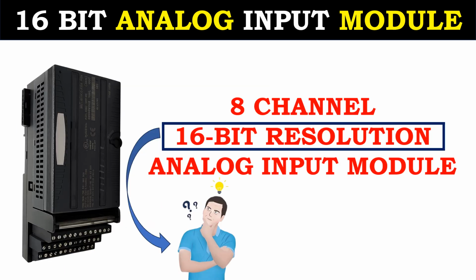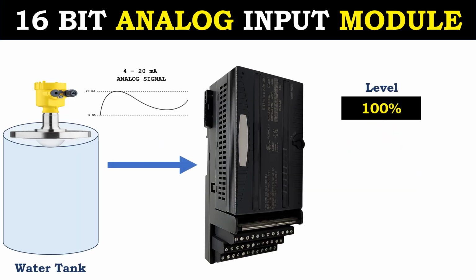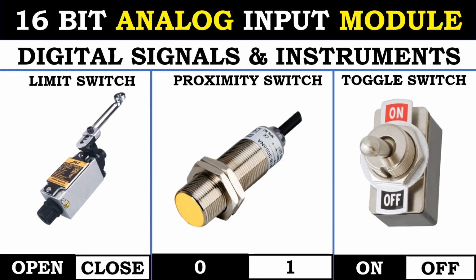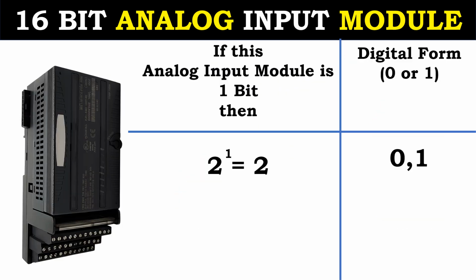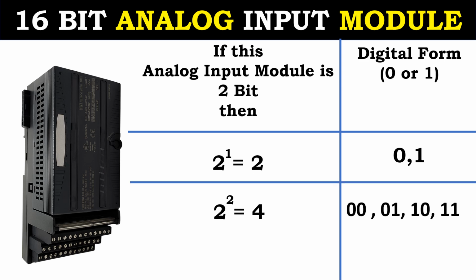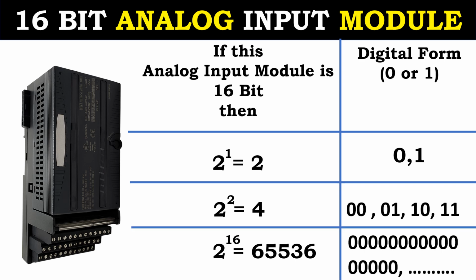Here, it is very important to understand what 16-bit resolution is in the analog input module specification. 16-bit refers to the analog to digital converter resolution inside the module. Digital electronics has only 2 states, that is 0 or 1. So, if the module has 1 bit, then 2 to the power of 1 is 2. If the module has 2 bits, then 2 to the power of 2 is 4. Likewise, if the module has 16 bits, then 2 to the power of 16 is 65,536 values.